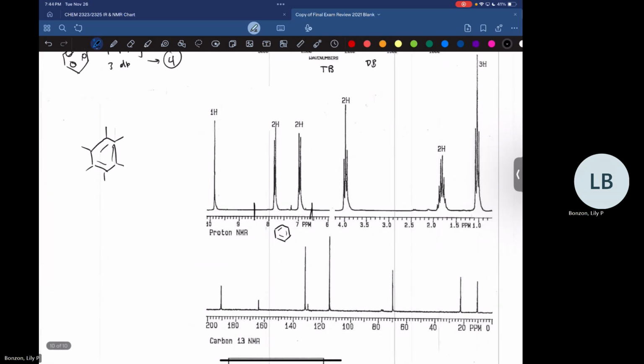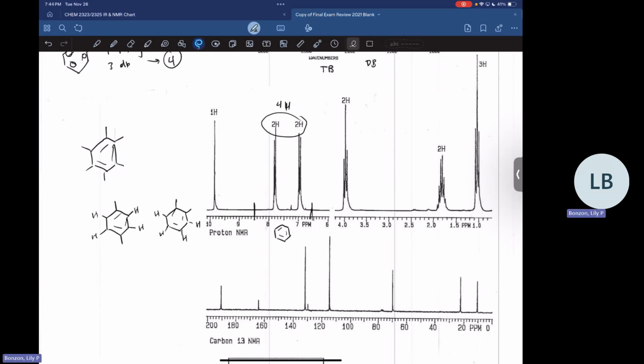To find the substitution, you're going to add up the total hydrogens you have in that region. So in this case, we have 4. We have 2 and 2. We have 4 total hydrogens on our benzene. And you can put those around the ring, and we'll know that we have 2 substituents. We could have something like this, or we could have something like this.